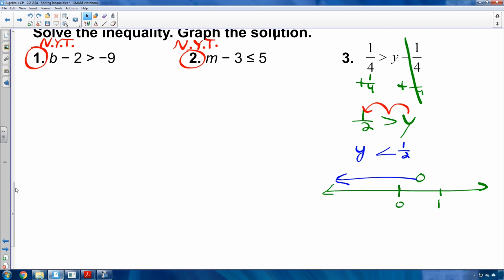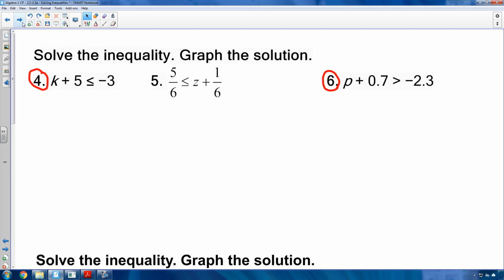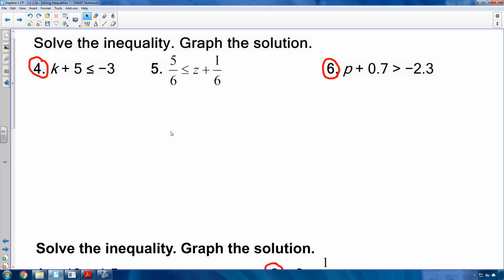So hopefully you got b is greater than negative 7 and m is less than or equal to 8 for those. Here are a couple more. Maybe I'll try a decimal one for you, because I don't know if you've done those in a while. This could be a now you try. I have no reason you can't give that one a try, and maybe even this one you could try, because we did that fraction one before. But I'll do number 6 for you.